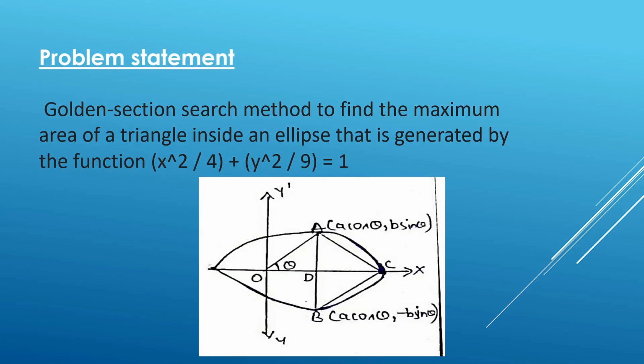So the problem statement: use the golden section search method to find the maximum area of a triangle inside an ellipse that is generated by the function x squared by 4 plus y squared by 9 equals 1. So our application of golden section search is to find the maximum area of a triangle inside an ellipse. The equation of the ellipse is x squared by 2 plus y squared by 9 equals 1. Here is the picture.